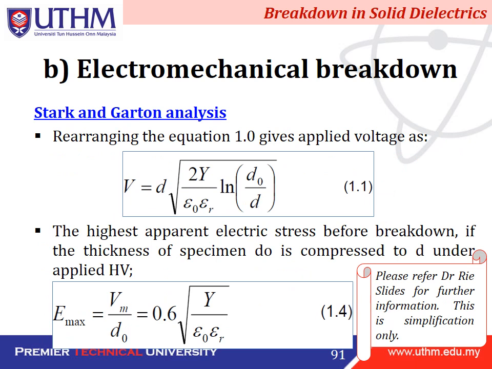So, rearrange equation 1.0 just now, and we get equation 1.1 like this. This is the important equation to answer the given questions in Stark-Garton analysis. Sometimes in the question you are not given this equation directly; you are given equation 1.0 and you need to rearrange it by yourself. So make sure you know how to rearrange the equation.